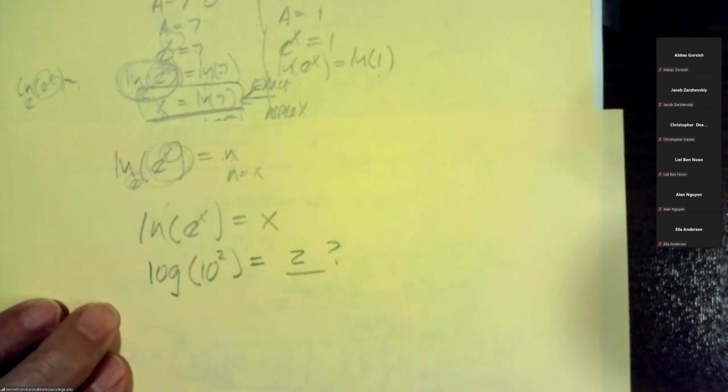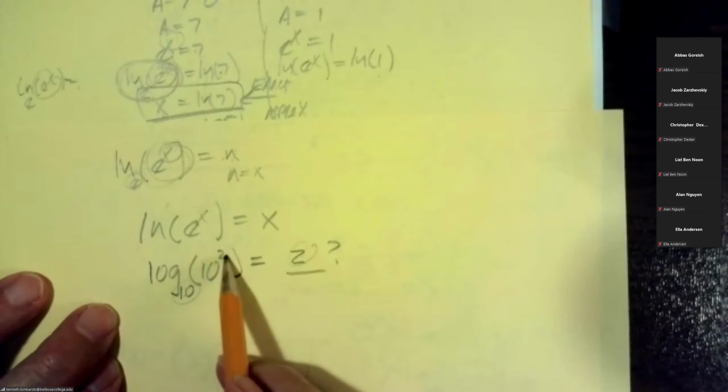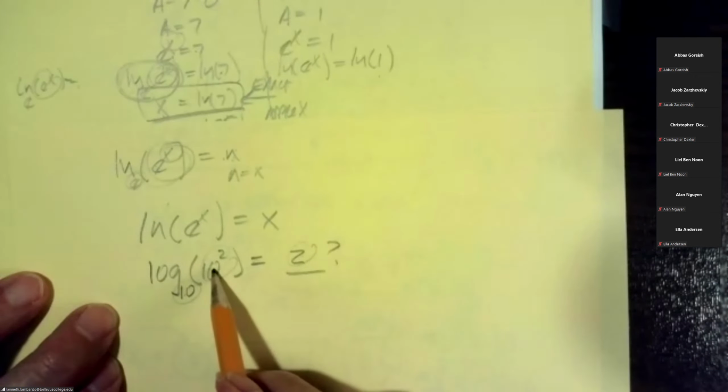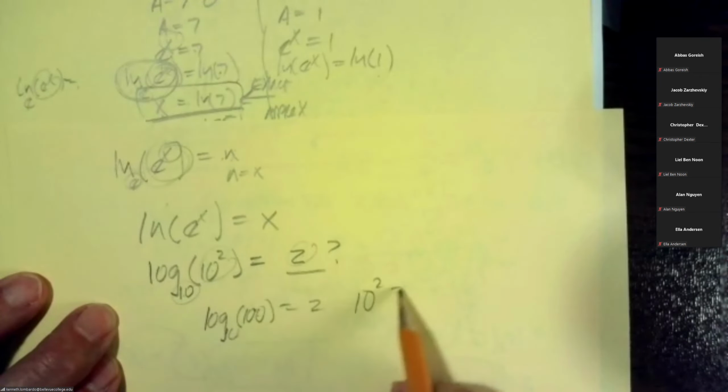It's log base 10. Yeah, exactly like the one that we just worked on. Okay, so 10 to the 2 is 100. So we could also say then that log of 100 equals what? Well, that says 10 to the what equals 100. Well, 10 to the 2 equals 100, doesn't it?